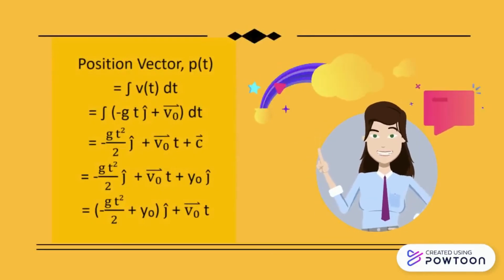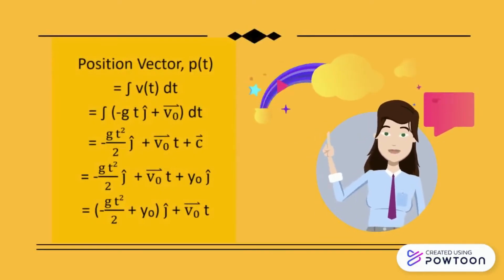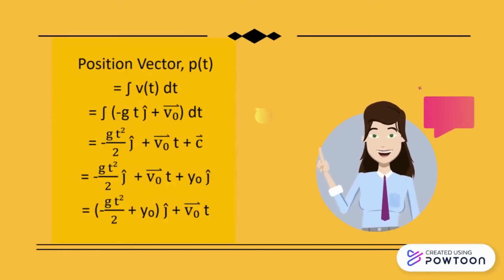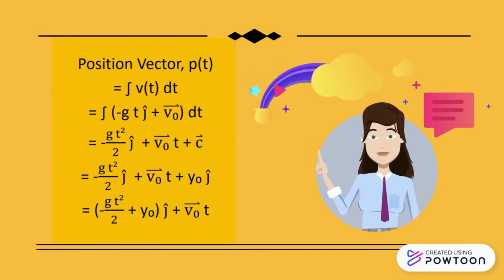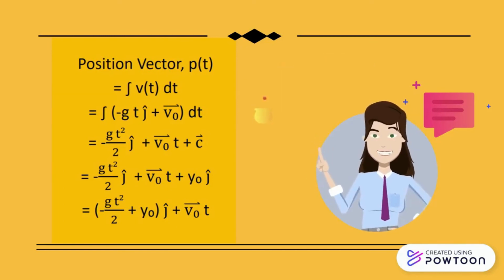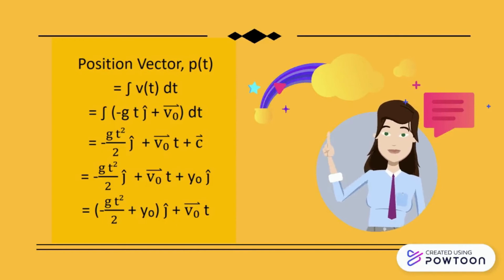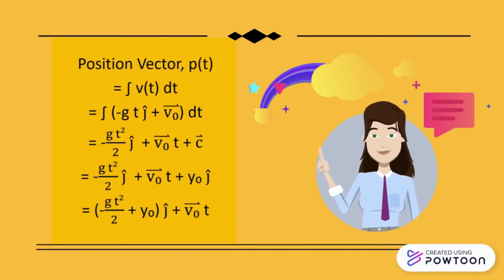For the position vector, p(t) equals the integral of v(t) dt, which means the integral of negative gtj plus v0 dt, so we get the answer negative gt squared over 2 times j plus v0t plus c. So we simplify as, in brackets, negative gt squared over 2 plus y0 times j plus v0t.